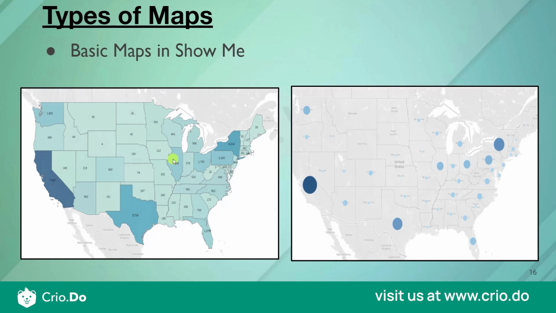This can be an example of the proportional map. That means it's based upon the size of whatever shape you're showing there. And we have point distribution maps. Point distribution maps are great for showing how the locations of your data points are distributed.